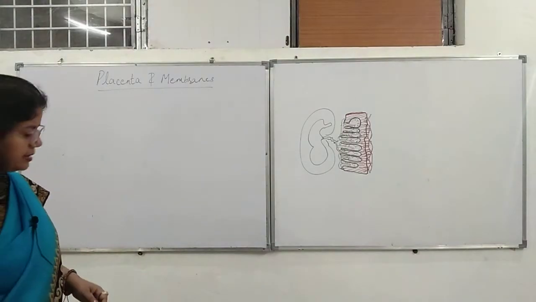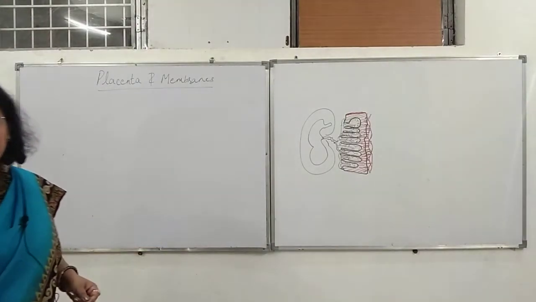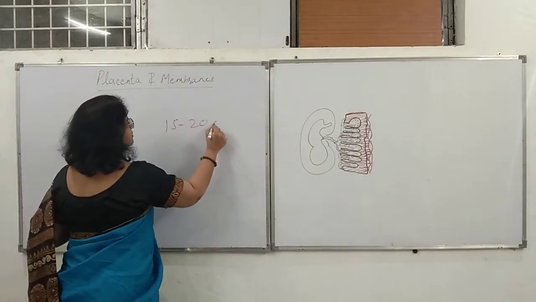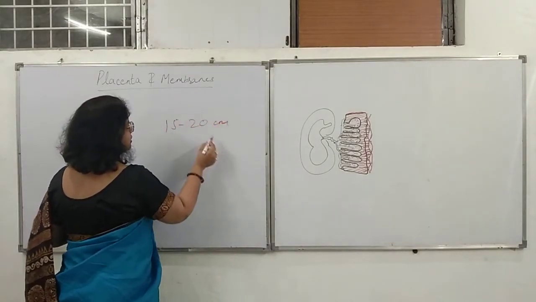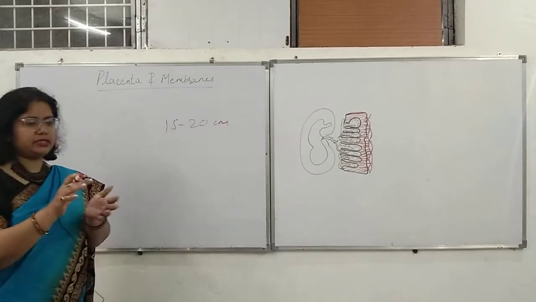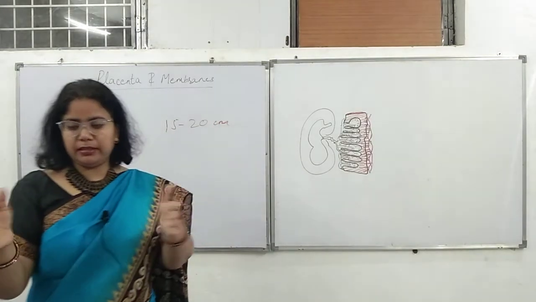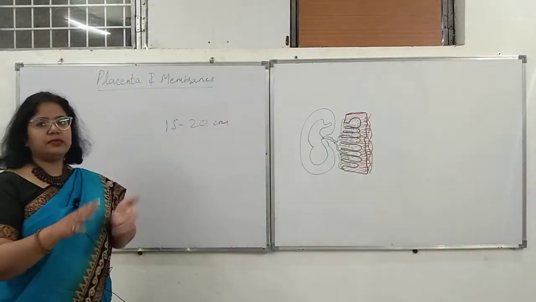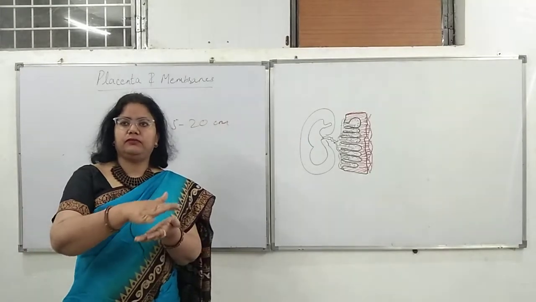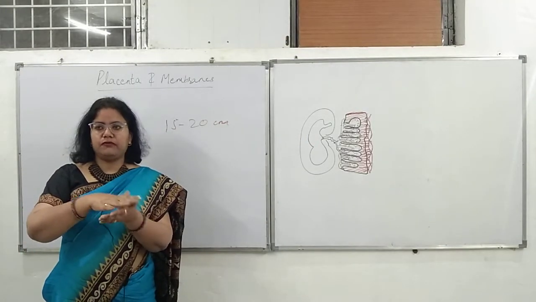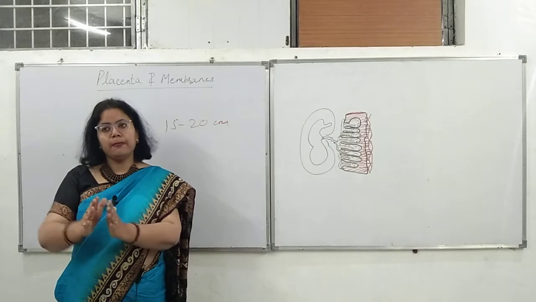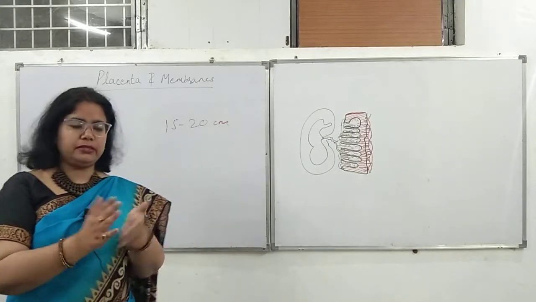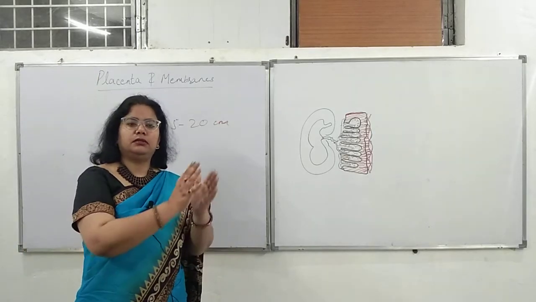Now how is the placenta at term? Placenta at term is around 15 to 20 centimeter in diameter. It is disc like, thick in the middle and thin near the periphery. Now it has got two surfaces. One is the fetal surface, which is inside the uterine cavity and facing the fetus, and another is the maternal surface, which is attached to the uterine wall.